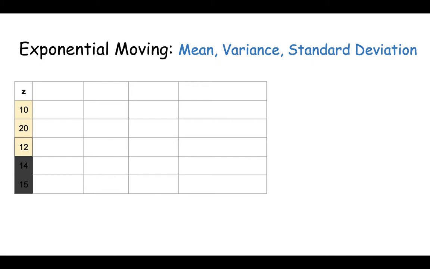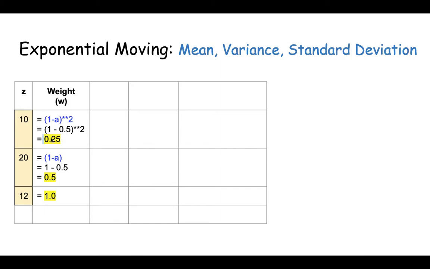So if we have 3 data points such as here 10, 20, and 12, then we are going to again go in reverse order. The most current data point is 12, we assign it a value of 1. Then going back, for 20 we have 1 minus alpha, so that comes out to 0.5. And then for 10 we are going to assign 1 minus alpha to the power 2. Okay, so we are going to increase the powers now.